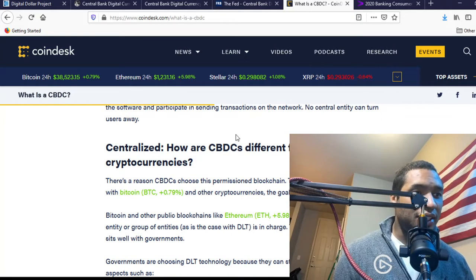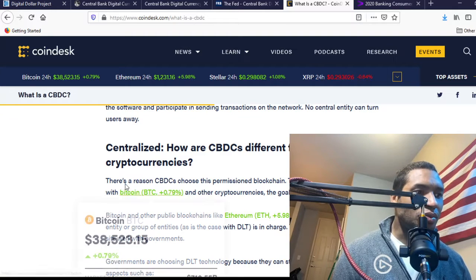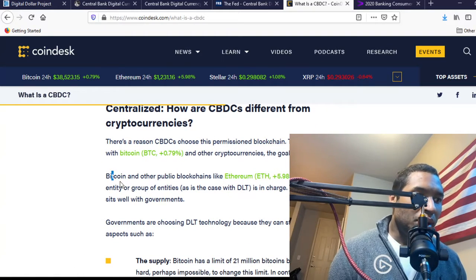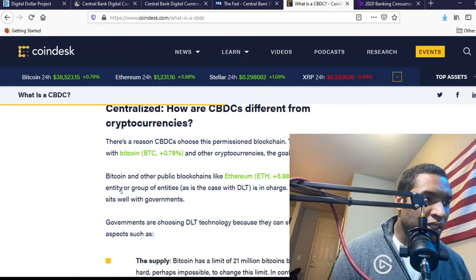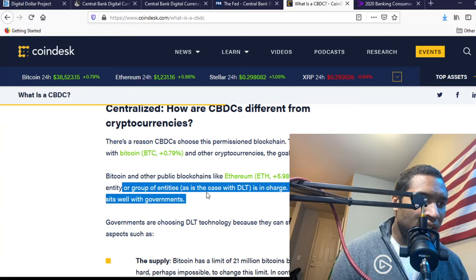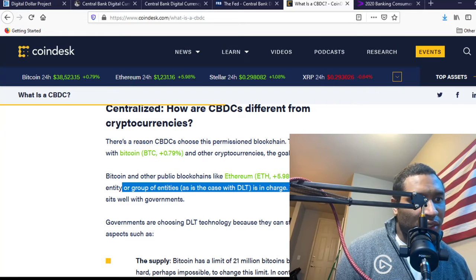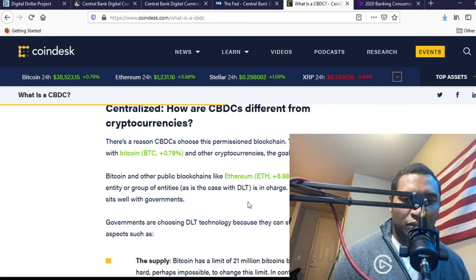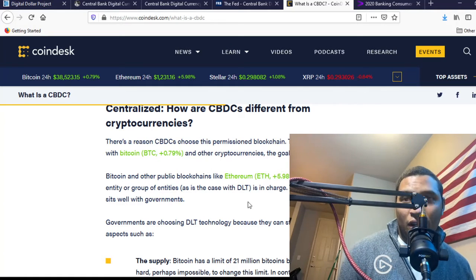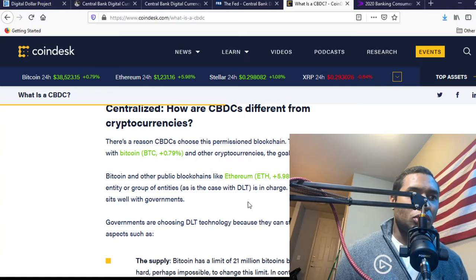So how are CBDCs different from cryptocurrencies? Bitcoin and other blockchains like Ethereum are unique in that no central entity or group of entities is in charge. That's typically not a property that sits well with government. So governments like control, whether we like it or not, whatever your conspiracy theory is. Governments want to control, and it's not always for nefarious purposes like everybody thinks.